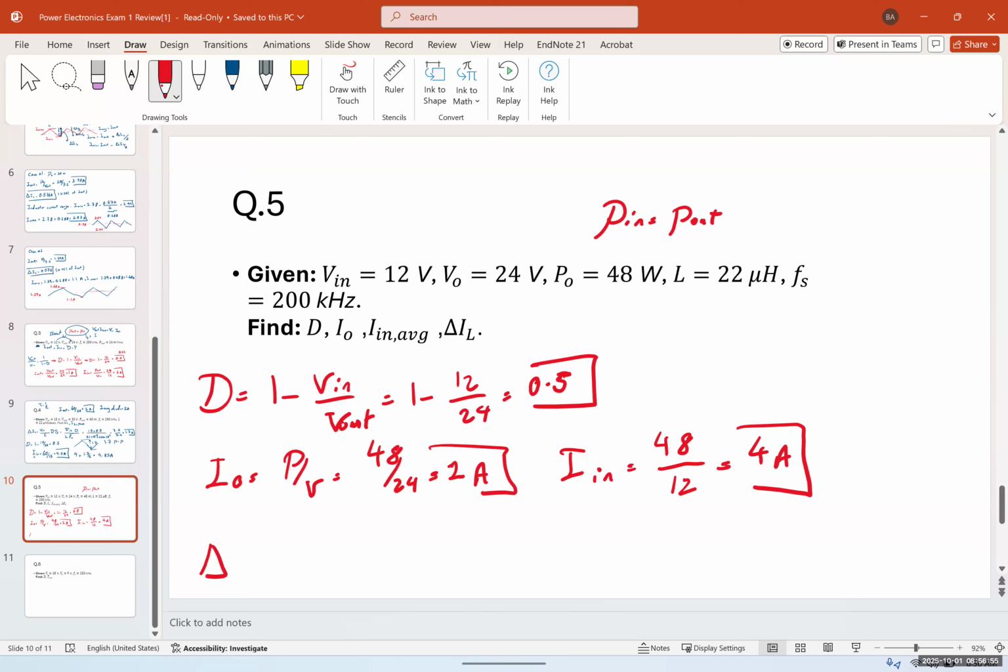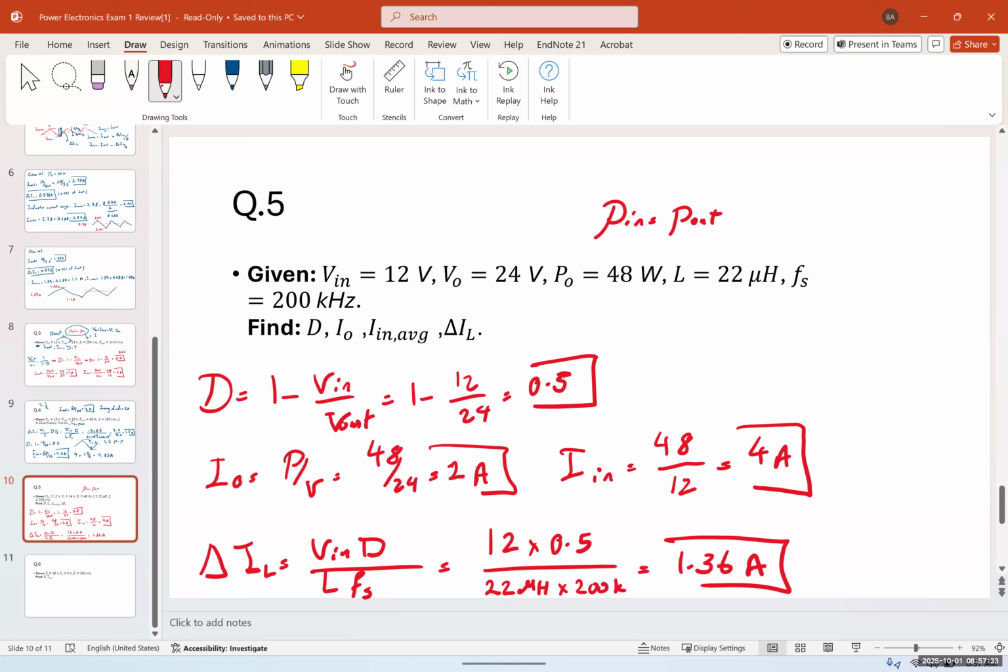And finally, delta IL is equal to Vn D over LFs, which is 12, D is 0.5, L is 22, and Fs is 200 K. So if you solve this, you get 1.36 amps.